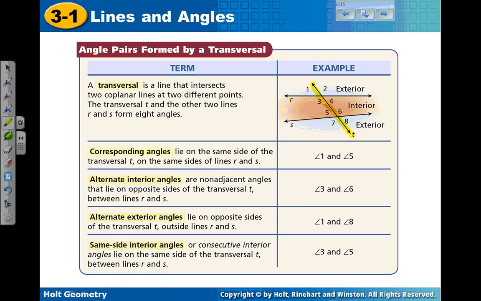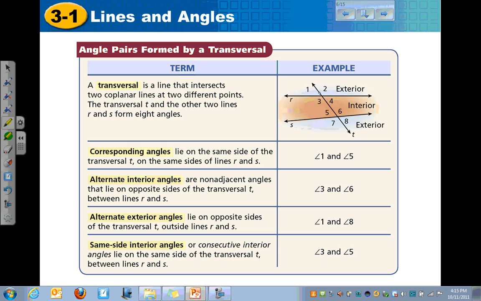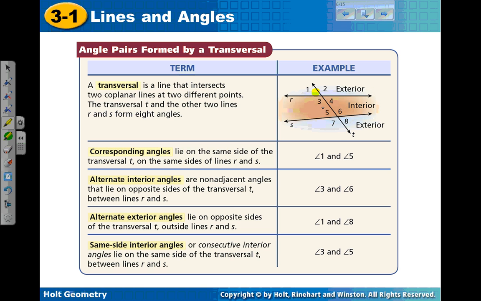So one of the relationships is corresponding angles. Corresponding angles, let me erase this so I can highlight a few things. Corresponding angles lie on the same side of the transversal T and on the same sides of lines R and S. They're in the same spot. They correspond. So corresponding angles, here's one set that they've marked, 1 and 5. They're both to the left of the transversal, and they're both above the other two lines.